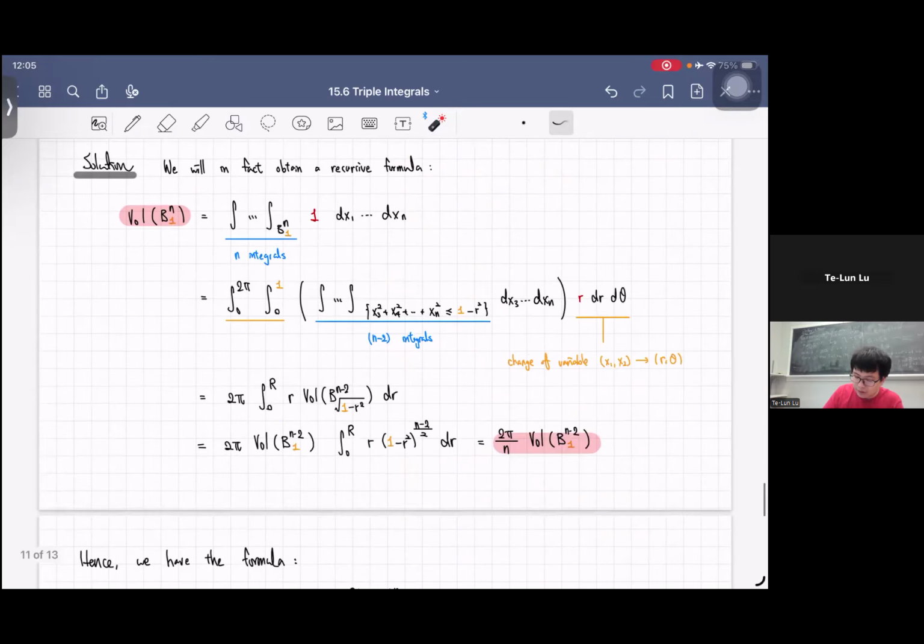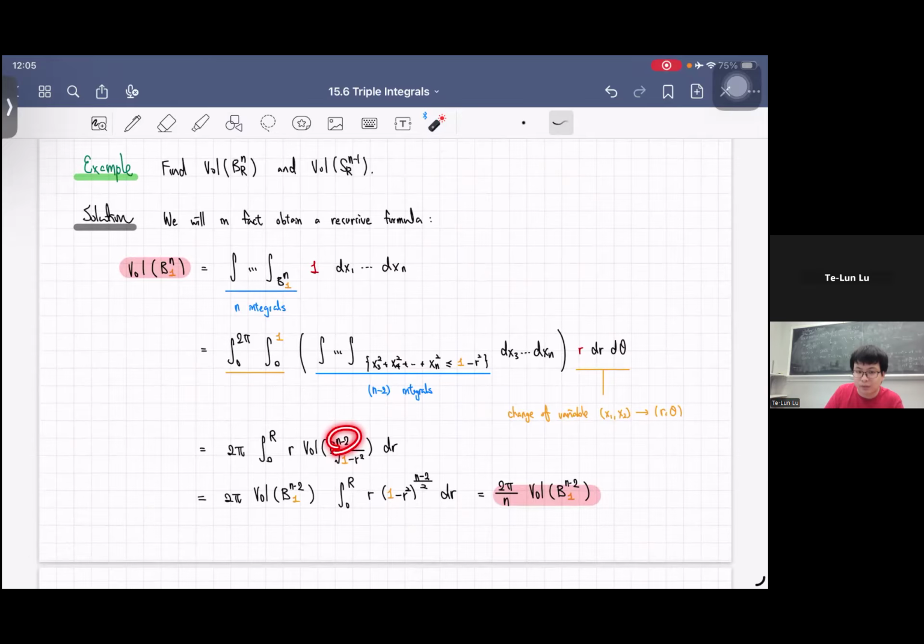So in this case, the dimension is n minus 2, right? So we scale this guy by n minus 2, which is (1 minus r squared) to the power of (n minus 2) over 2. The over 2 comes from the square root. And don't forget you have an r. And this is a relatively simple integral, so try to do that yourself. You can do that by substitution, maybe u to be 1 minus r squared, and then you finally get 2 pi over n in the coefficients, where you have an extra volume term here, volume of B1 n minus 2.